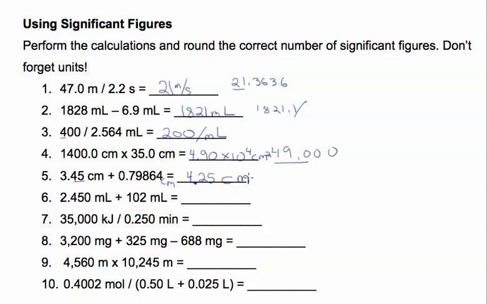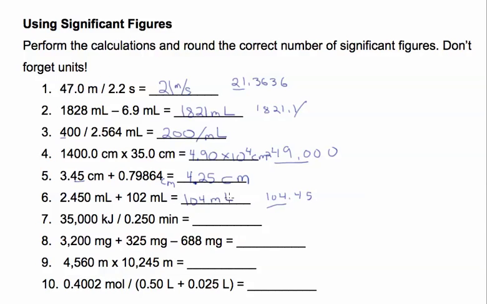In number 6, you get 104.45. And we're counting decimal places again. So we have 3 and we have none. So we're going to round this to 104 milliliters.